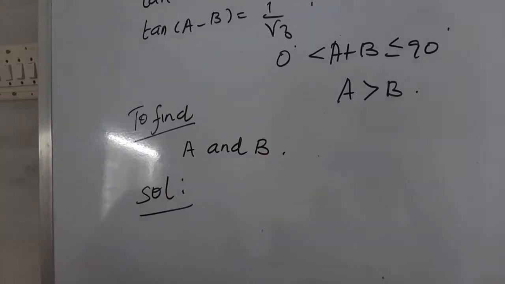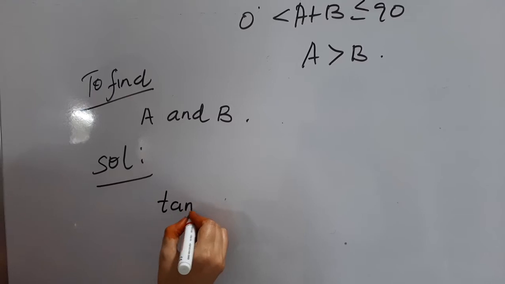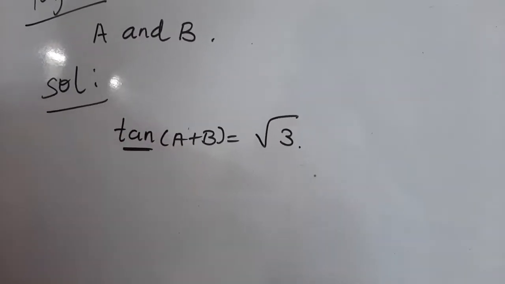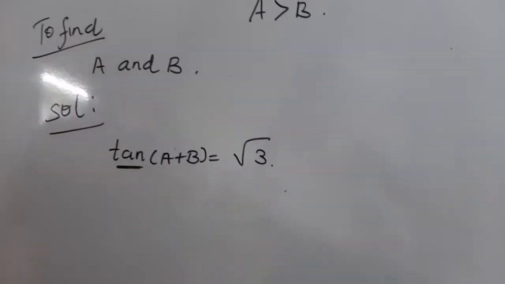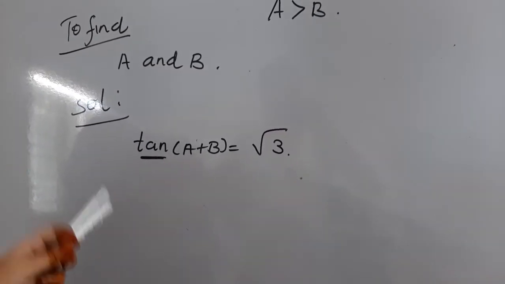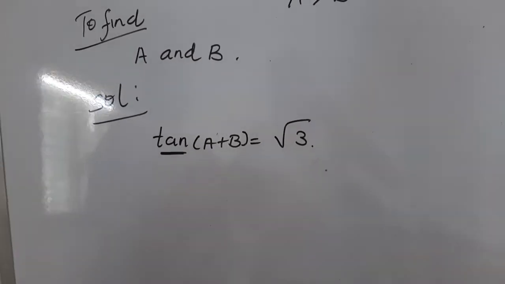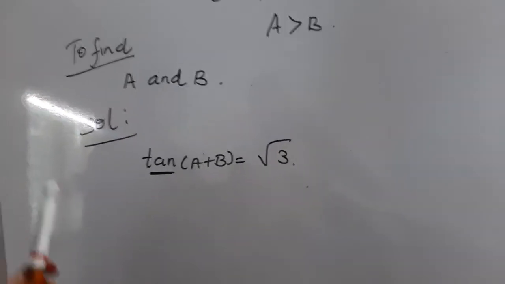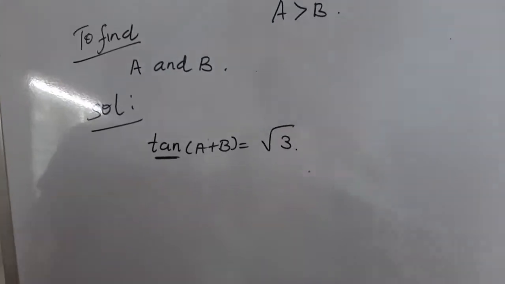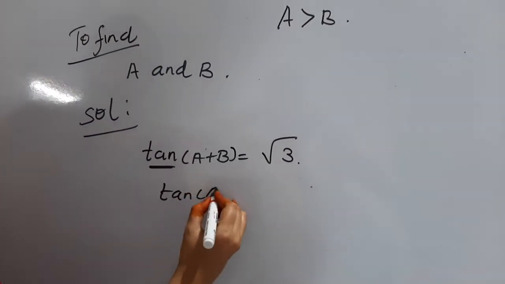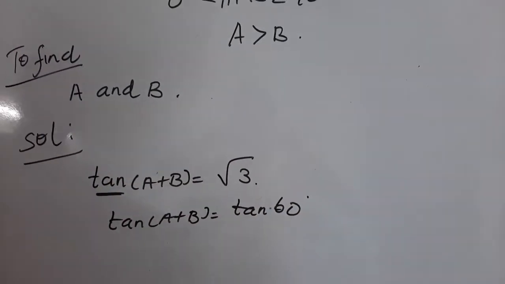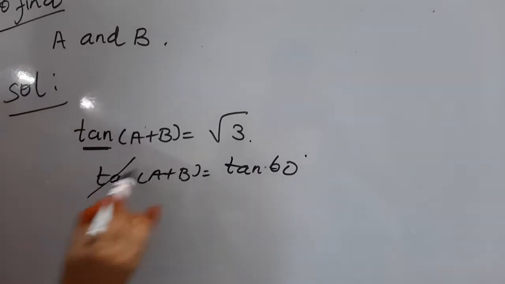Let's see how to solve this sum. What is the first condition given? Tan(A + B) is equal to root 3. Since they gave the ratio of tan, let us solve the complete question only with the ratio tan. So for what angle is the tan ratio equal to root 3? Check in your trigonometric ratio table and tell me for what degree angle the tan value is equal to root 3. For tan 60, right.